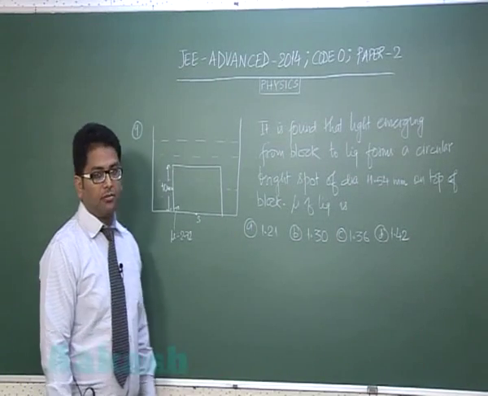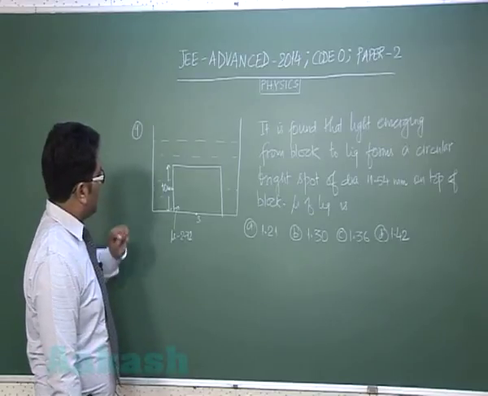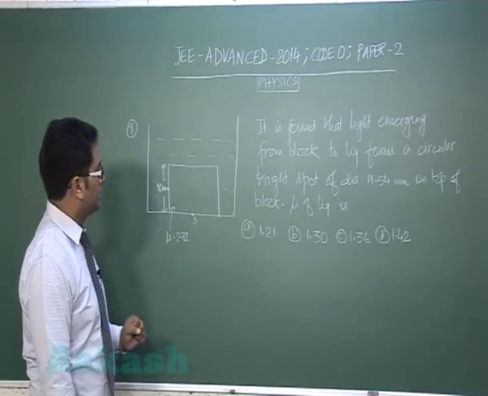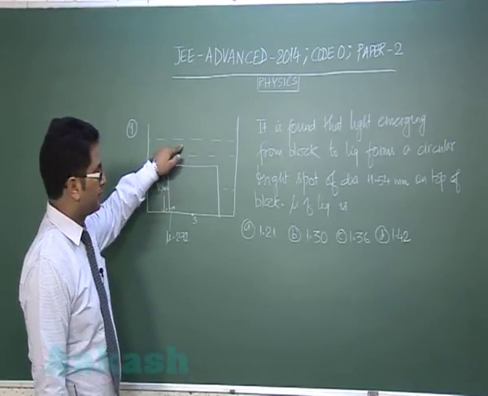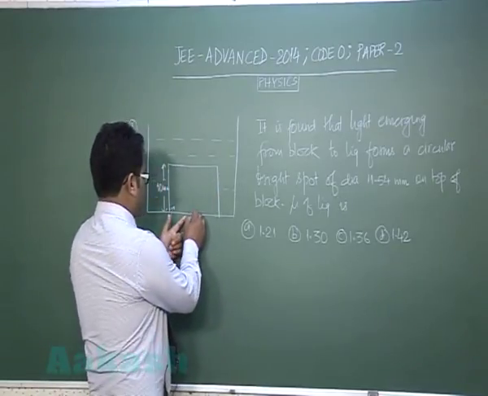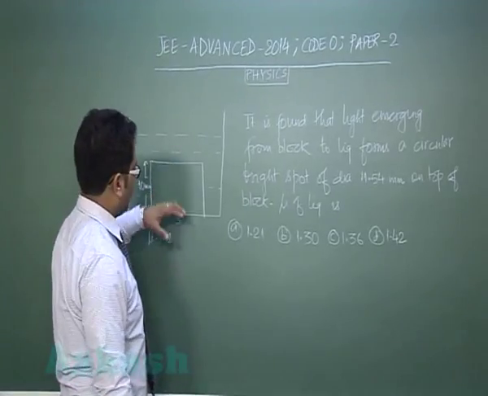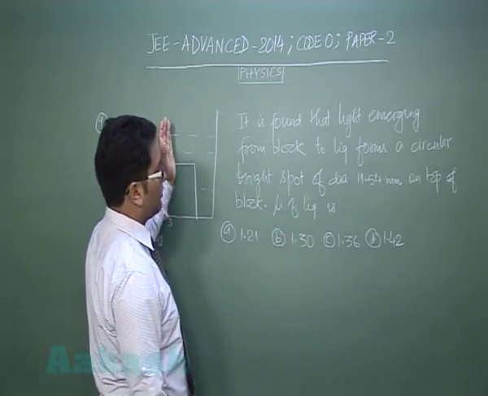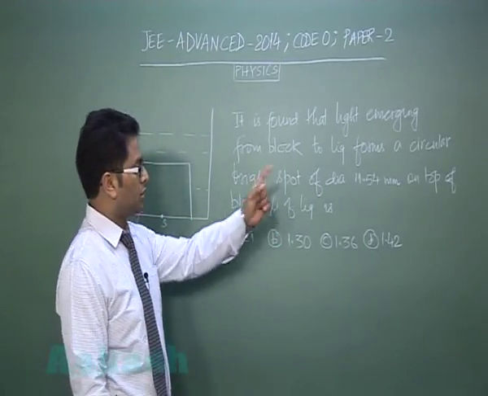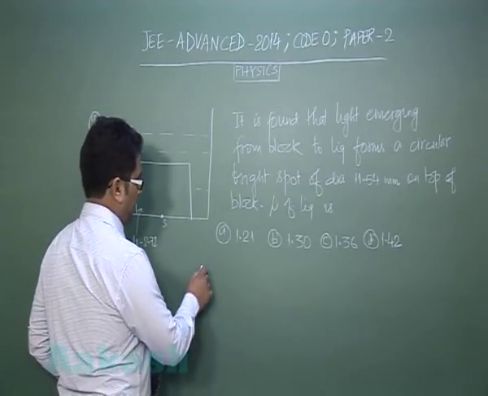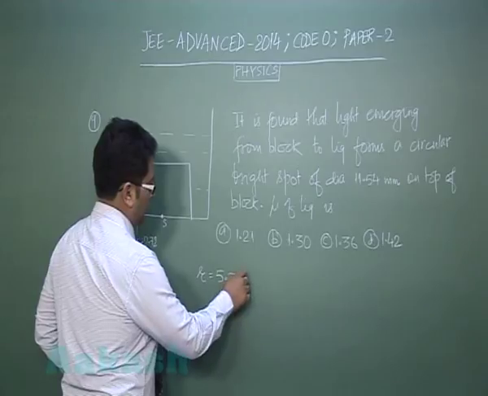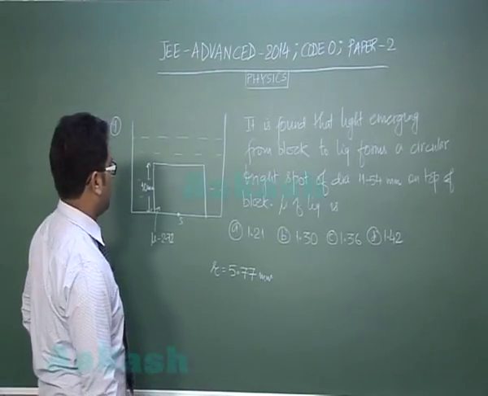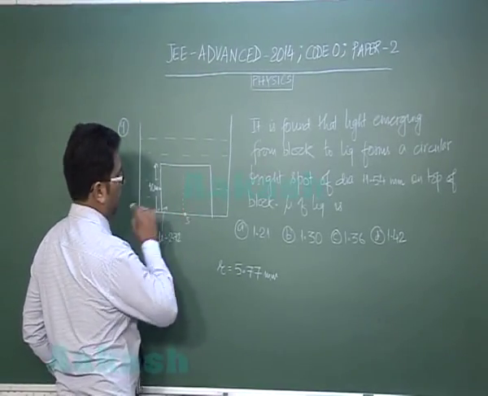Question number 9 is from Ray Optics. It says there is a block of refractive index 2.72 and height 10 millimeter, and here is a liquid. A point source is kept at the center, obviously at the bottom of the block. It is found that light emerging from the block to liquid forms a circular bright spot of diameter 11.54 millimeter. That means radius is 5.77 millimeter on the top of the block, and we have to find mu of the liquid.